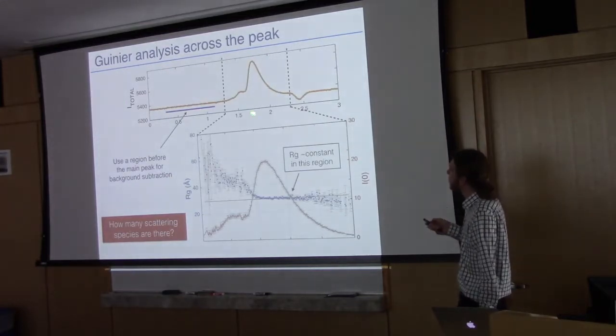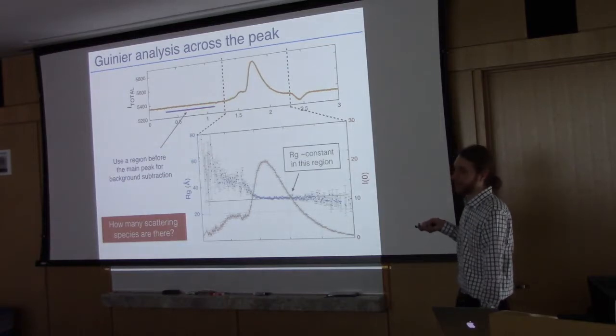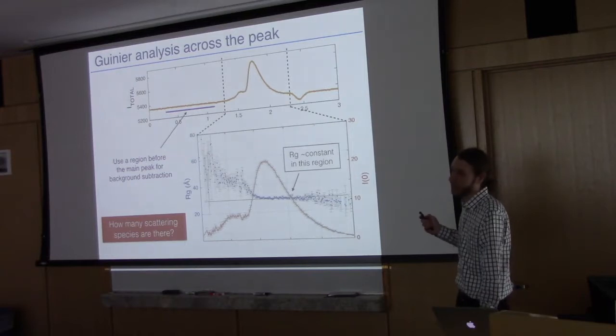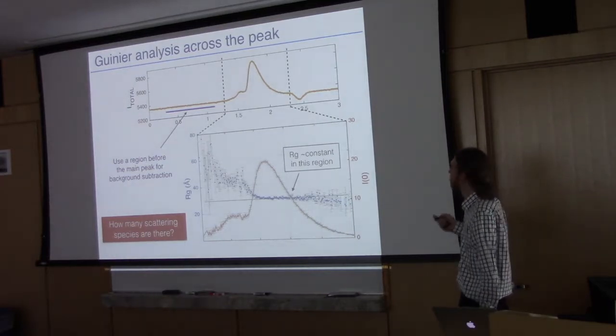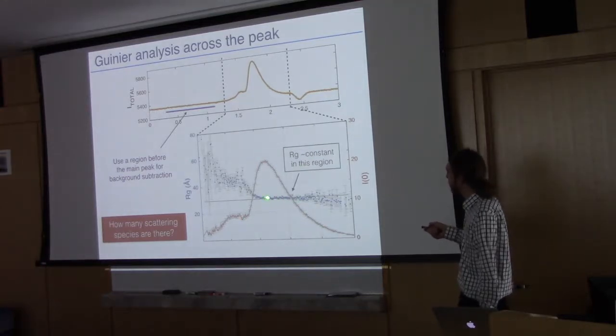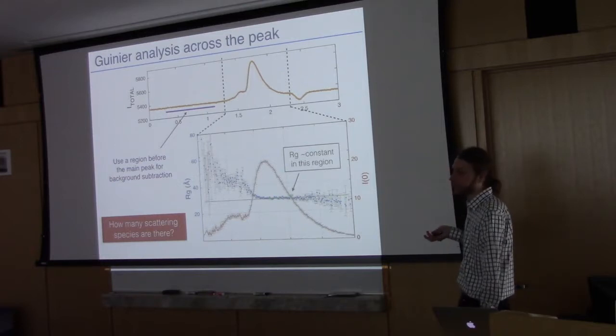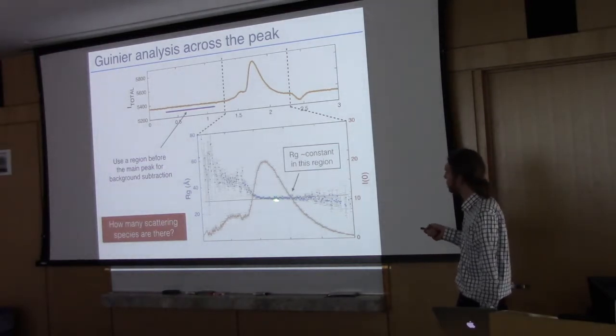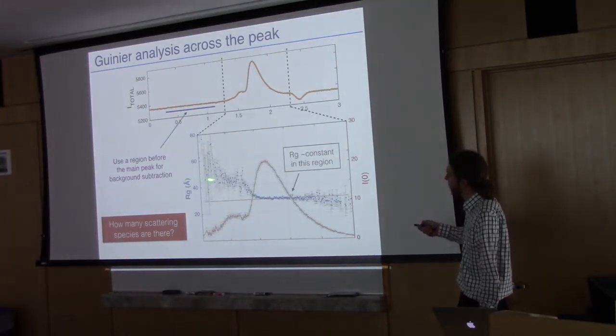So the second thing you can do is a Guinier analysis across the peak. You take every time point and do a Guinier analysis, and it's done automatically. You don't have to do it by hand. Then you can look at Rg through the peak. What you want to see, ideally, is that Rg is constant. That tells you that the peak is likely a single conformation or a single oligomeric state. And you see that in this shoulder, before the main peak, Rg is actually quite a bit larger.